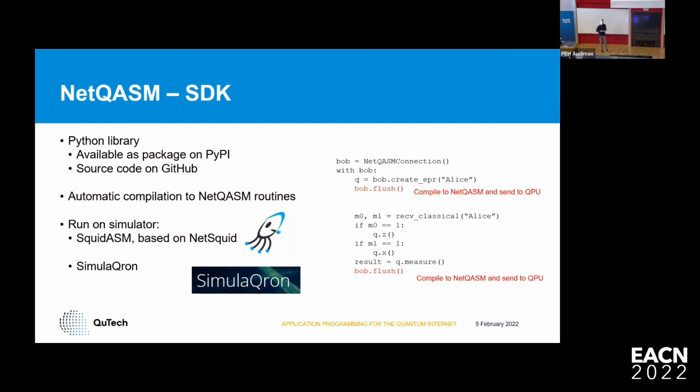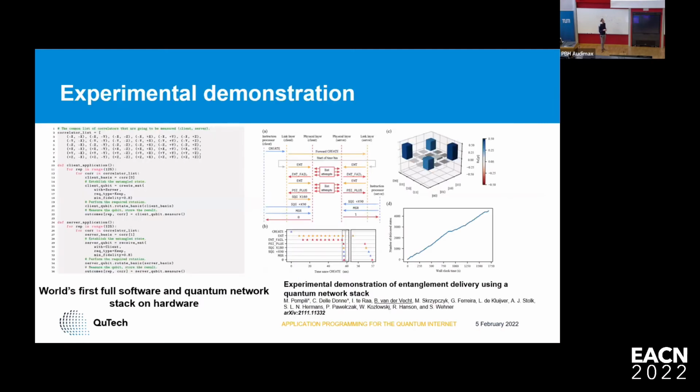As part of this SDK, we implemented a simulator. Actually, you can use two different simulators. One of them is Simulacron, which has already existed from QTech for some years, and we created a new simulator as well called SquidASM. It's based on NetSquid. And these simulators really simulate the quantum network, including the quantum network stack that we have designed as well. But not only can you run your programs on a simulator, you can actually run these same programs, also written in Python, on a real hardware setup.